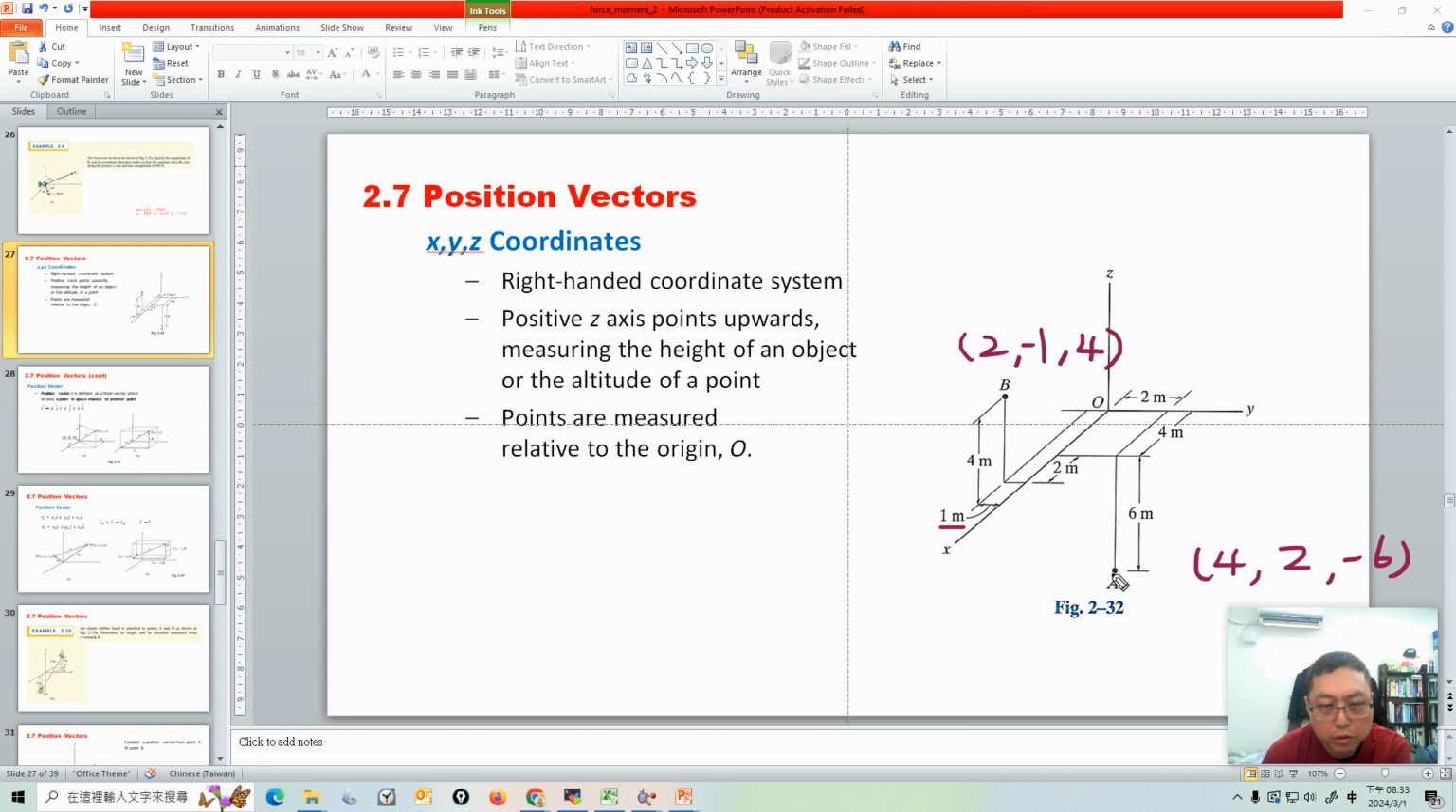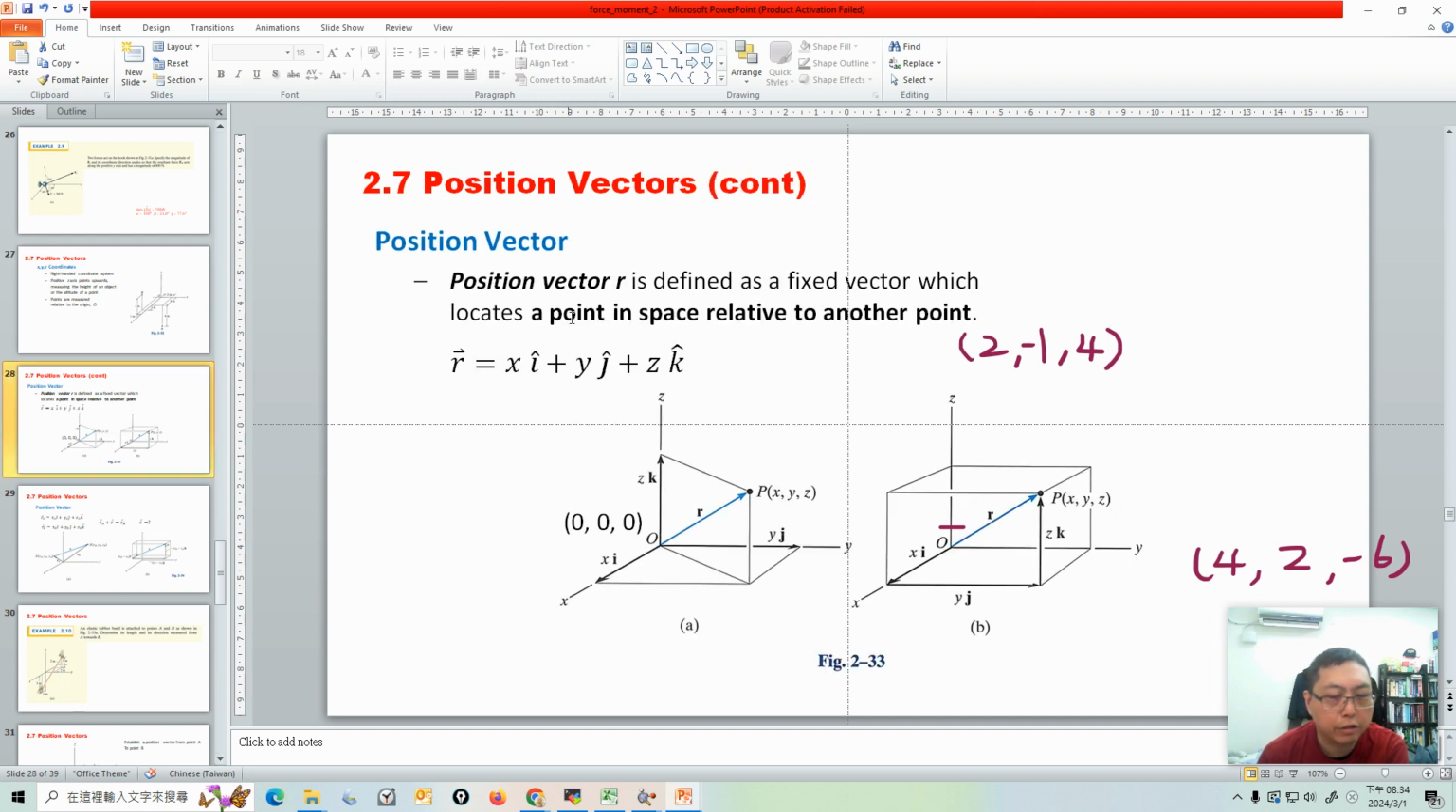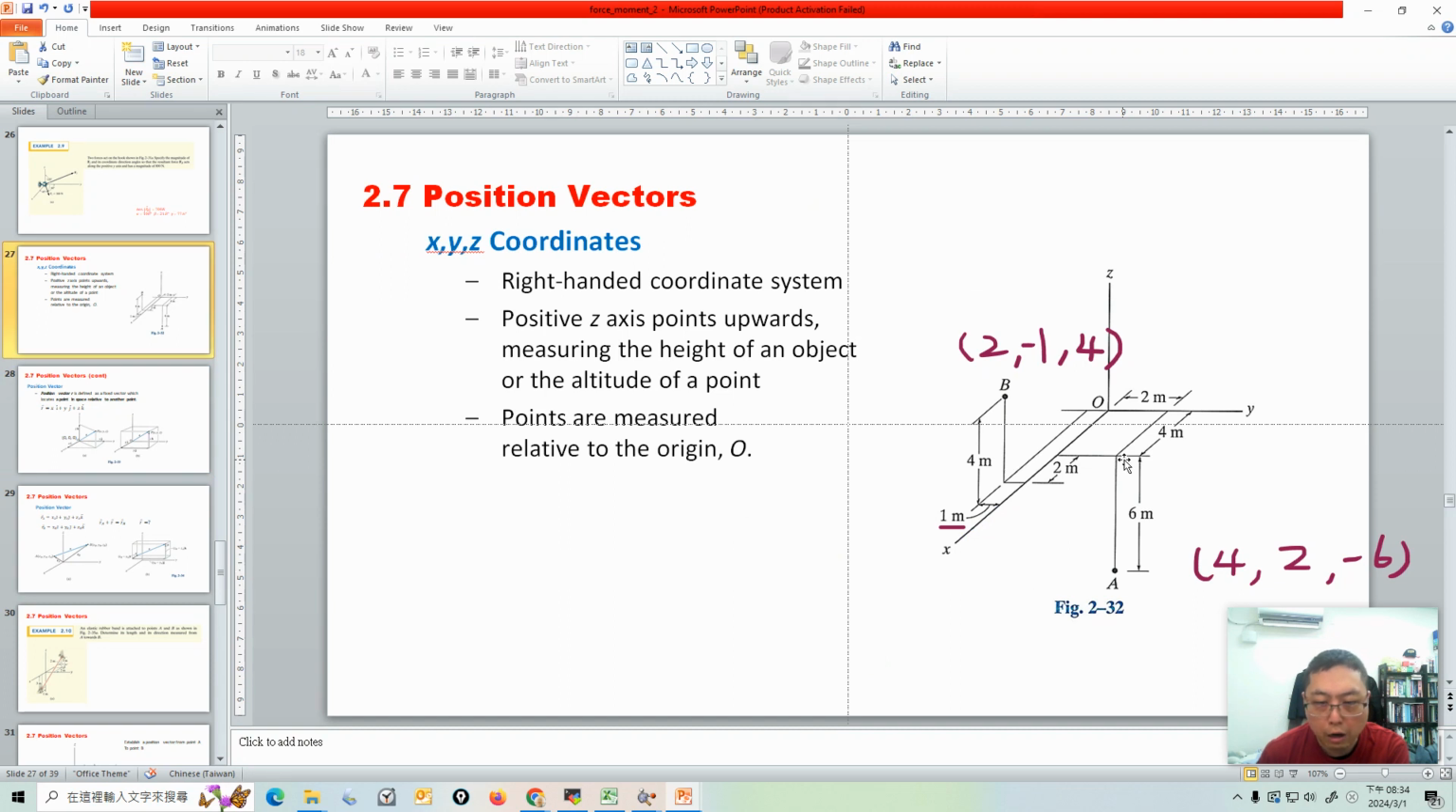So these are the positions of A and B, and then we can define the position vectors OA and OB. Actually, the position vector is not just a number. The position vector is a relation between two points. In our coordinate system we always have an origin, 0, 0, 0.